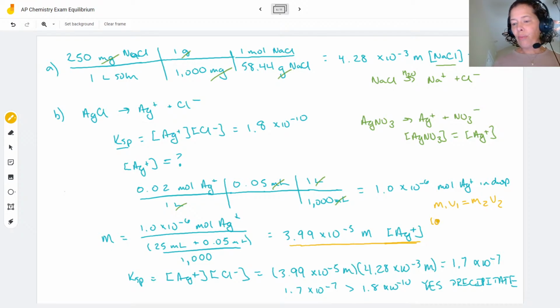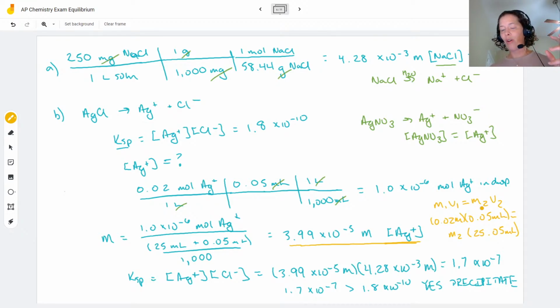where your M1 here is your 0.02 molar. That's your concentration. Your V1 is your 0.05 milliliters. That is the volume of your drop. You will solve for M2, and your V2 is your 25.05 milliliters. This 25.05 is your volume of sample plus your drop. That's where I get the 0.05 from. So this is a very fast way to get that concentration.